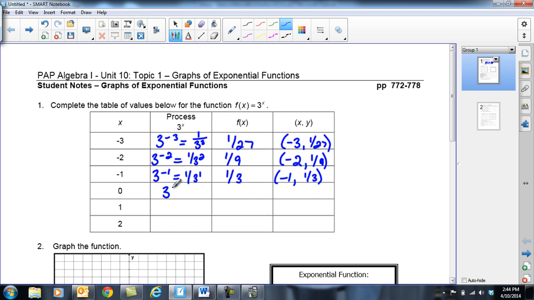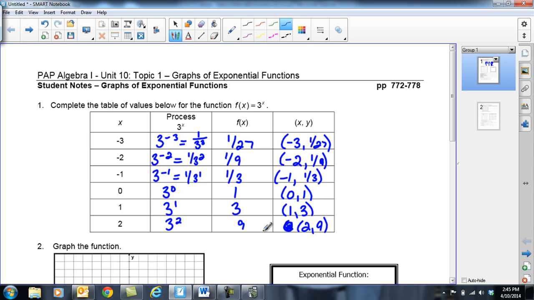And then when I do 3 to the 0 power, remember way back when, exponents, we learned anything to the power of 0 equals 1. So that ordered pair should be 0, 1. And then when I do 3 to the 1st power, that's going to be 3, because anything to the 1st power is just itself. And then I have 3 to the 2nd power, which is 9. And so here are my points.